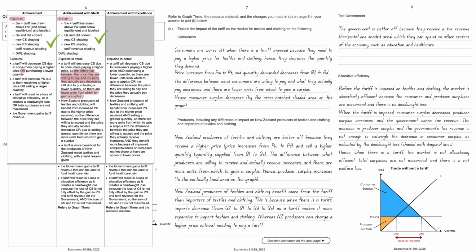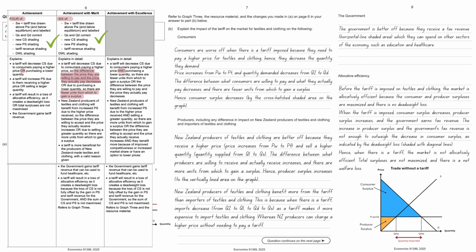Or you could say that due to purchasing a lower quantity, there are fewer units from which to gain a surplus. So what's going on here is that you still only have to say either price or quantity changing, but then you also have to add in that part about the difference between what they're willing to pay and actually pay and the fewer units. This is interesting because often that sentence will be in the excellence section, but they've done it here in the merit section. So it's really important that you remember that sentence.